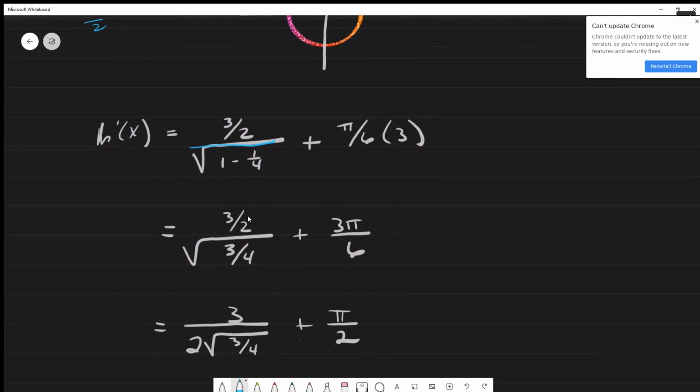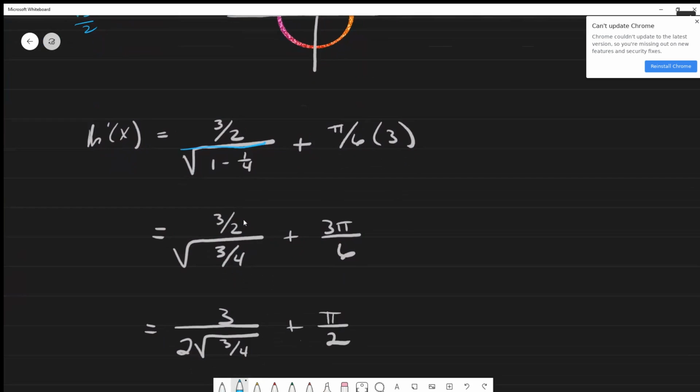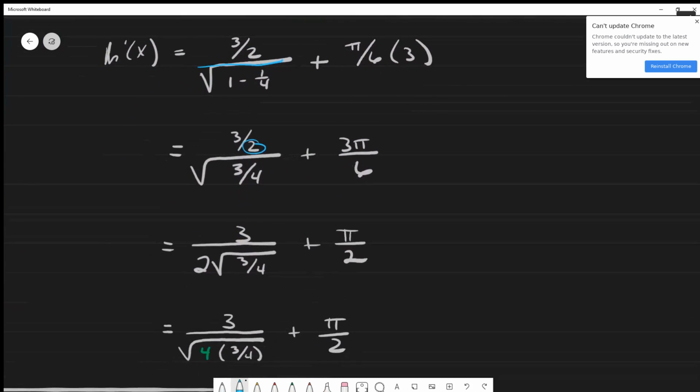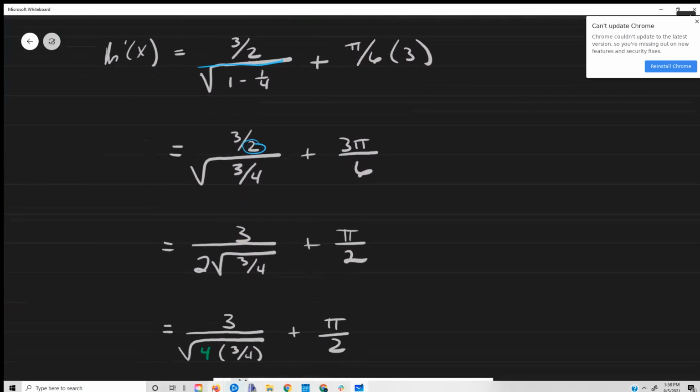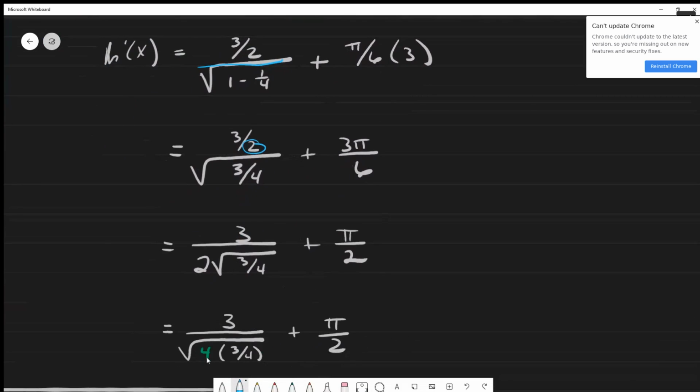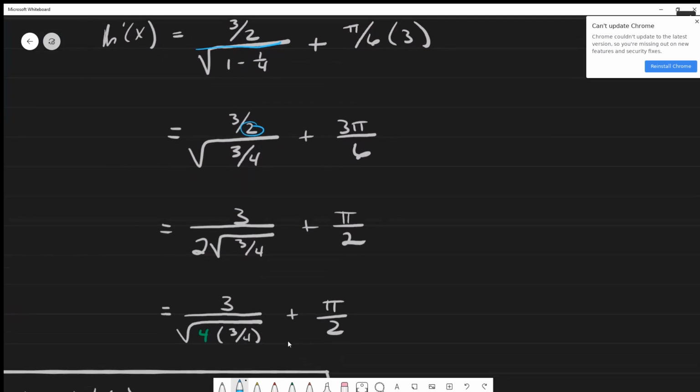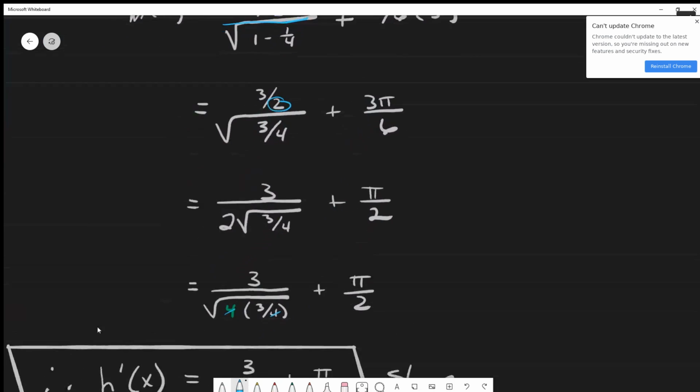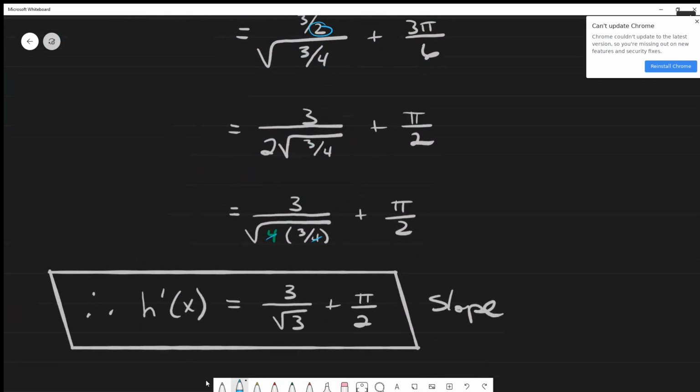And we can put the 2 at the bottom. Since we're dealing with real numbers, we'll go ahead and put the 2 inside the square root. So we'll make that a 4. 2 squared is equal to 4, so that we can go ahead and plug that into the square root. Now you'll notice that the 4's will cancel out here. So what we'll get for our derivative, which is also our slope, our m value, the slope of the tangent line, will be 3 over square root of 3 plus pi over 2.